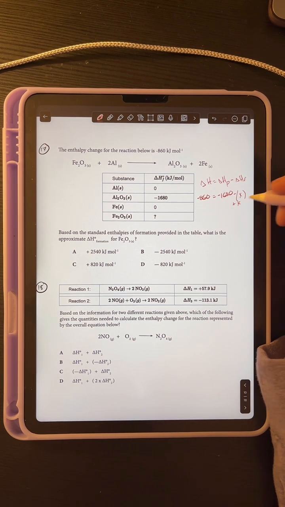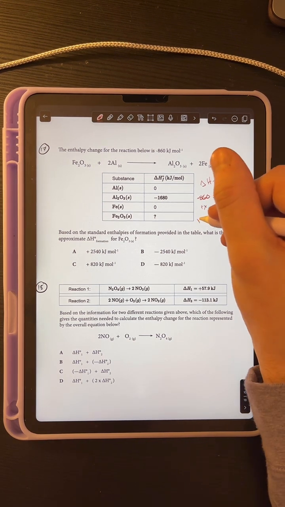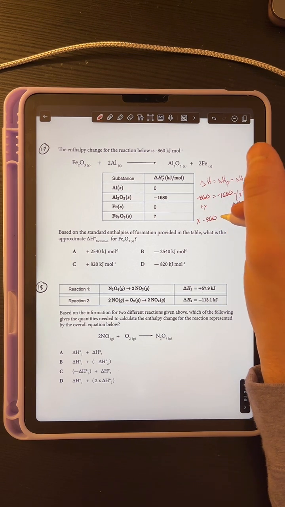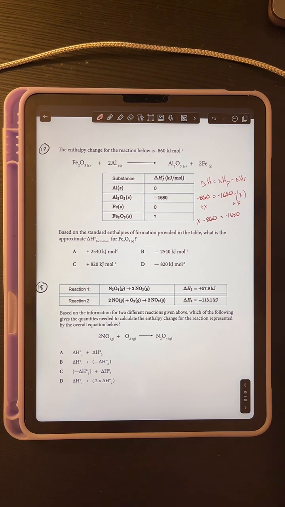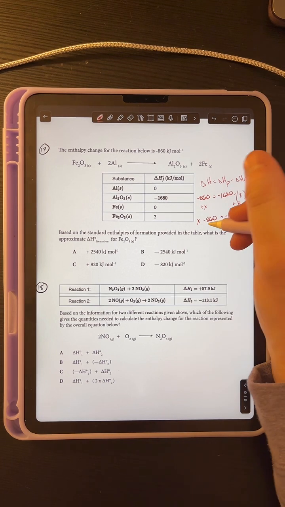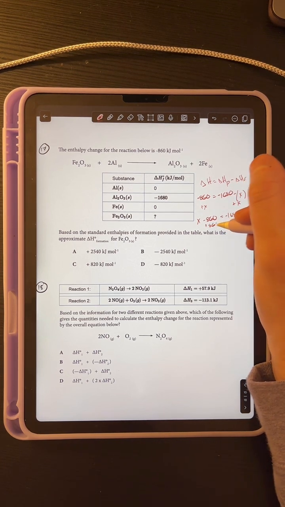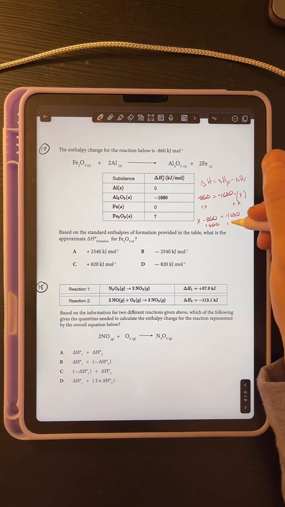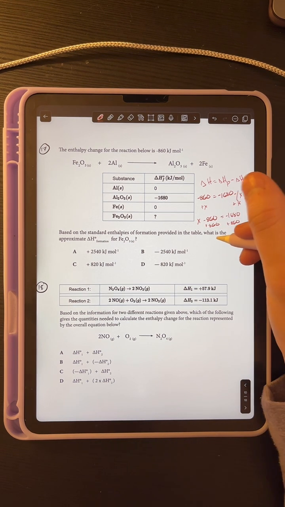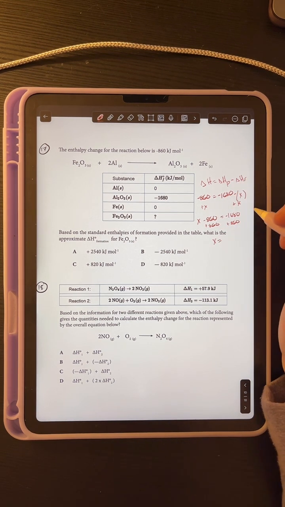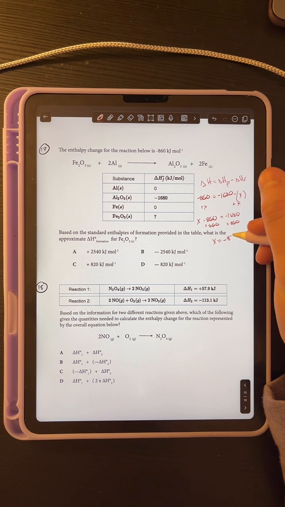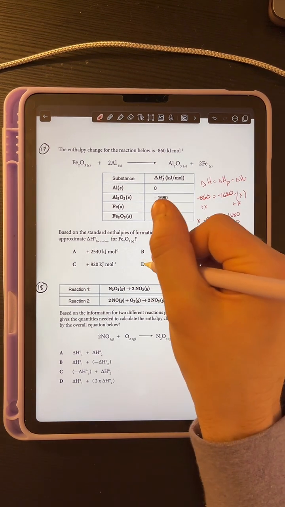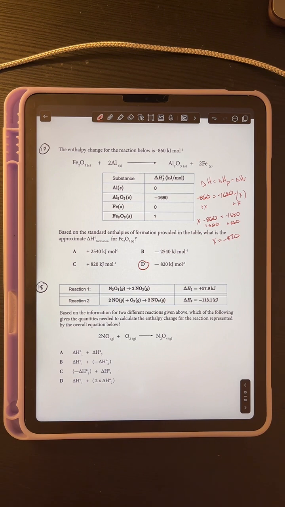What I'm going to do is add over the X to both sides, so I get X minus 860 equals negative 1680. This is how my brain would do it. And then I'm going to add over that 860 on both sides. So then we get X equaling a value of negative 820, which is choice D.